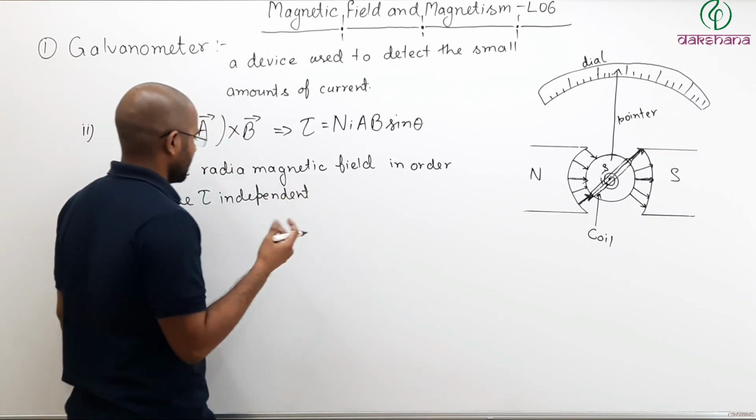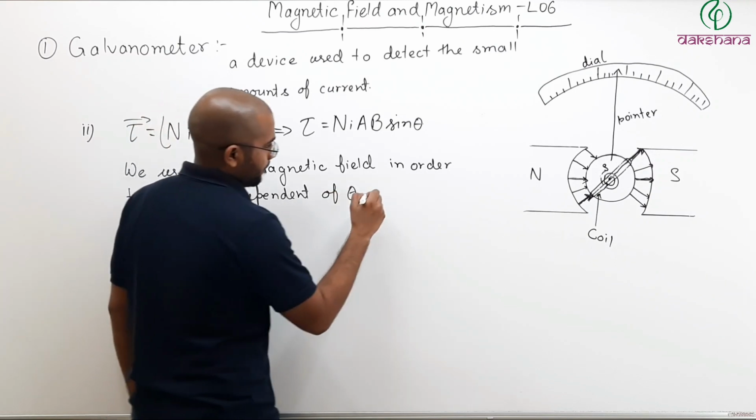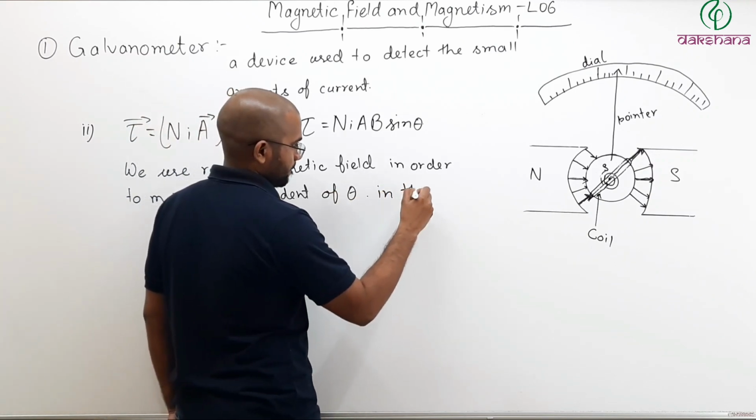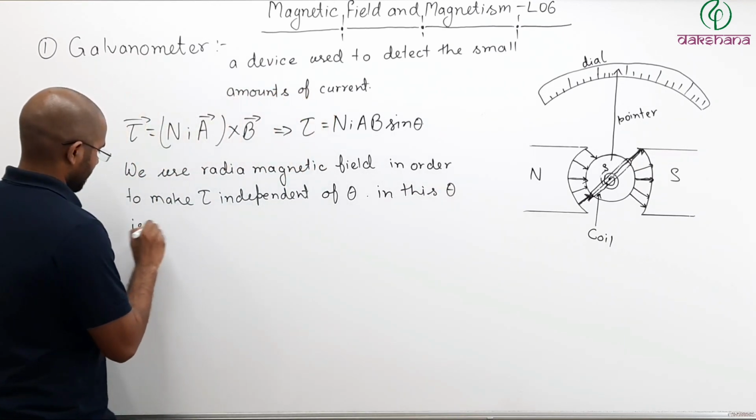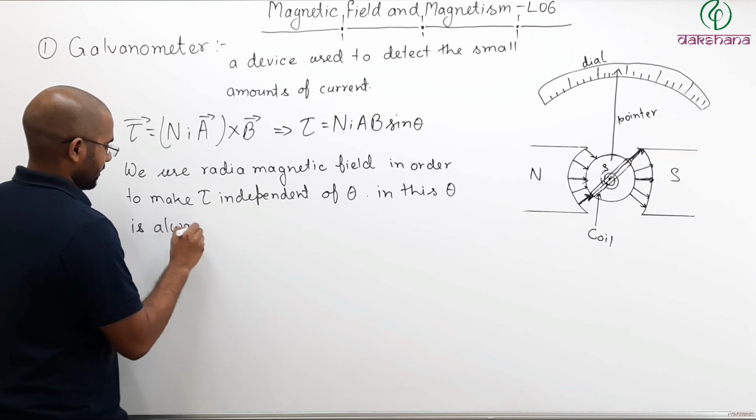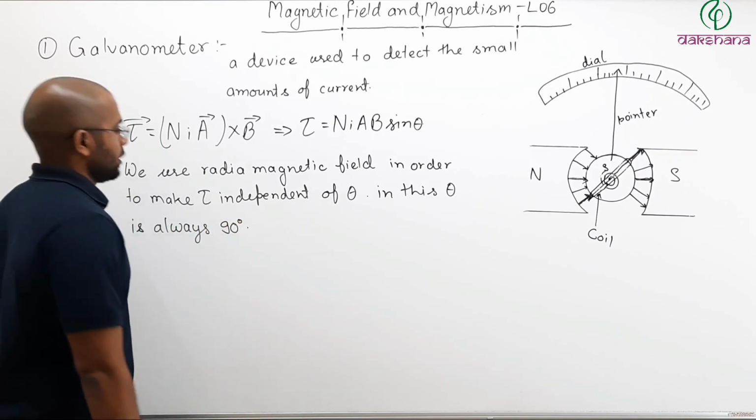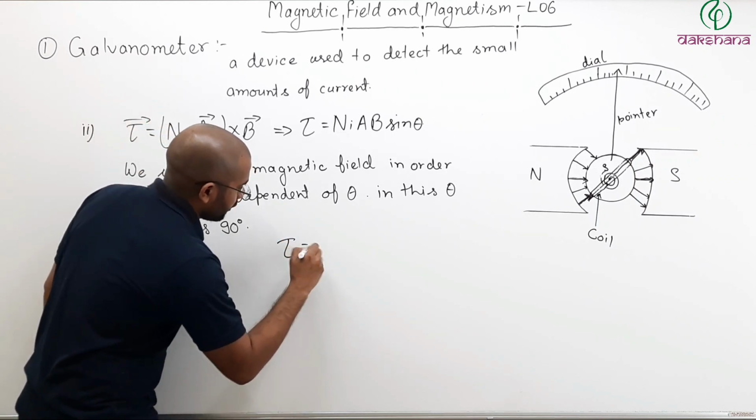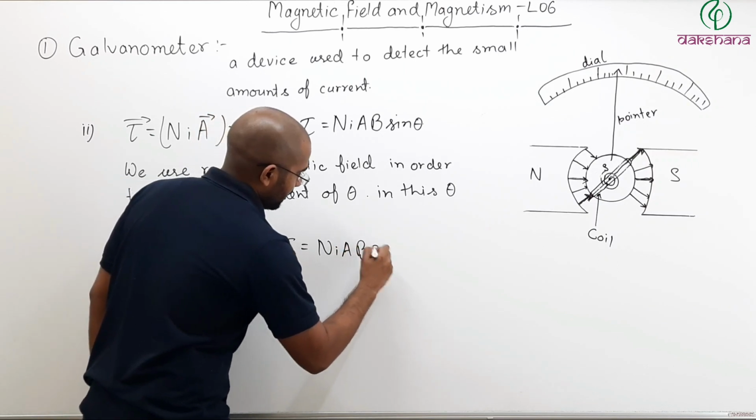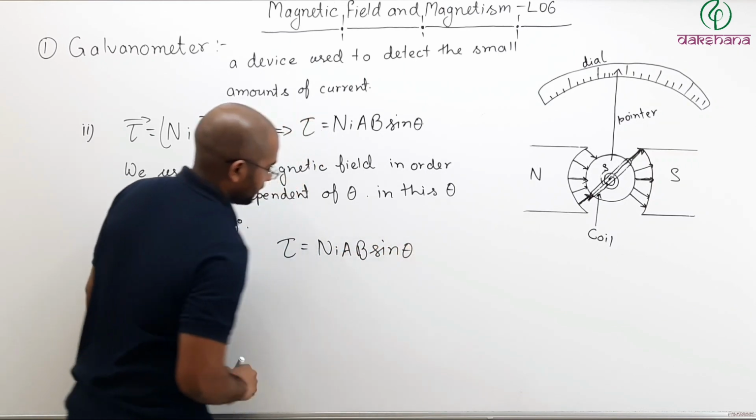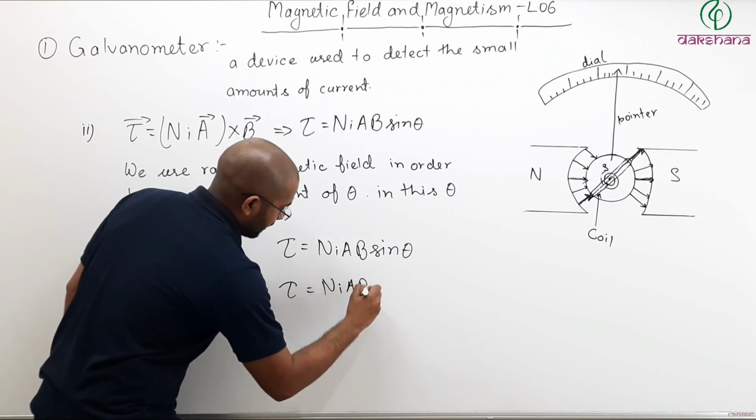This might be asked sometimes, independent of theta. In this case, theta is always 90 degrees, like that. So what will be the torque? Torque will always be NIAB sine 90. So torque on the coil is NIAB.